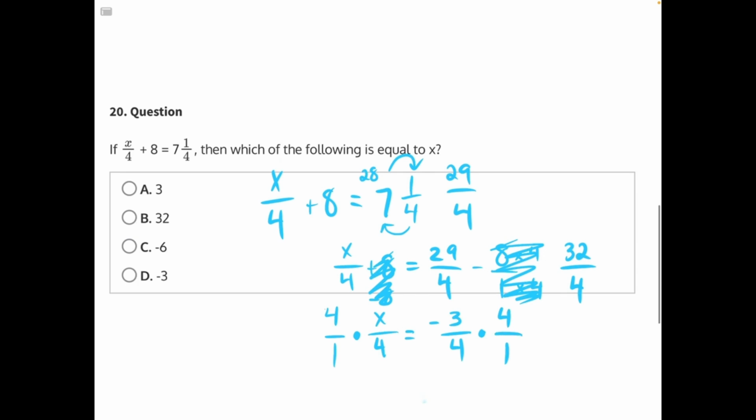These 4's will cancel out, leaving us with just x on the left-hand side. These 4's will cancel out as well, leaving us with just negative 3 over 1, which is the same as negative 3, making D our correct answer.